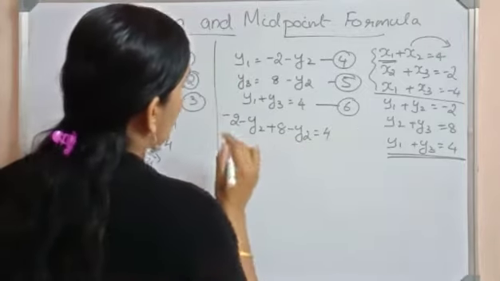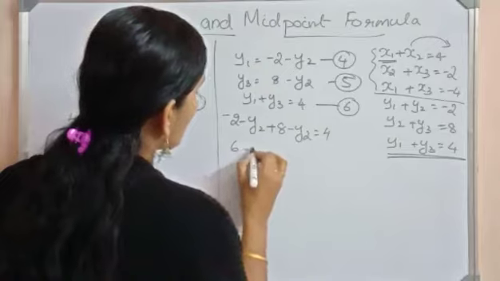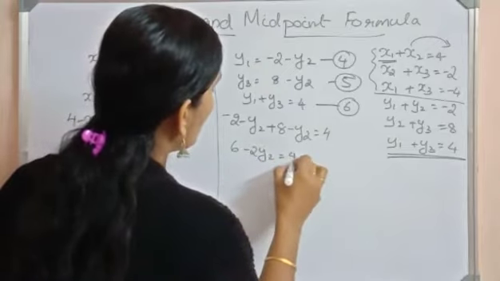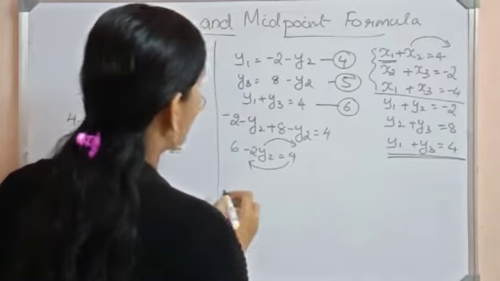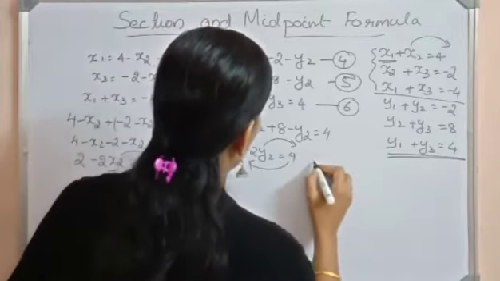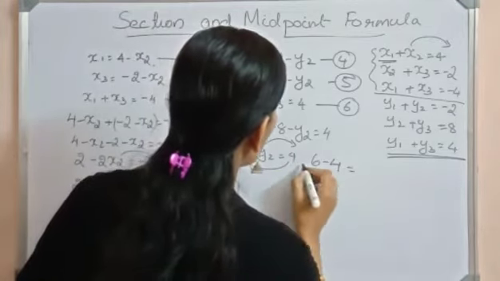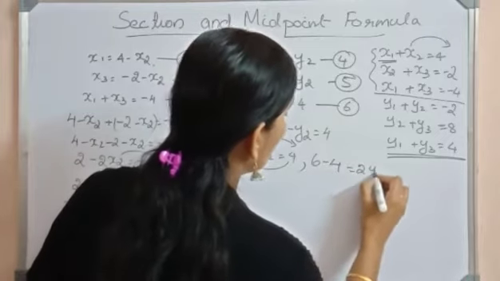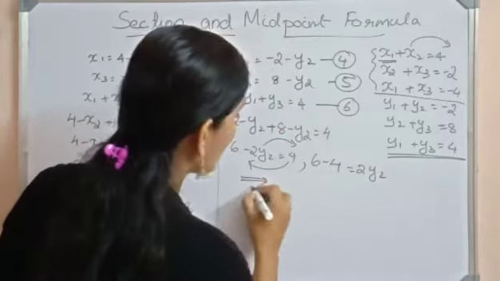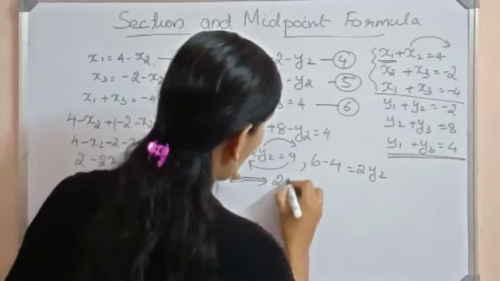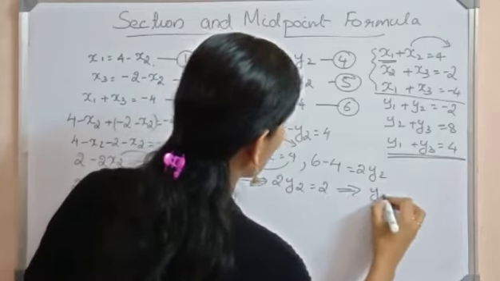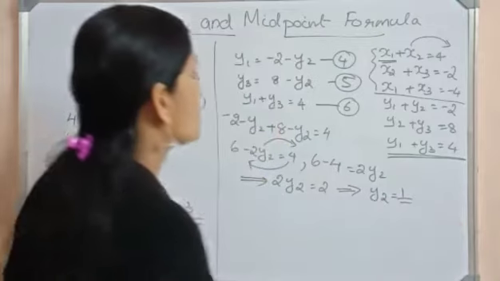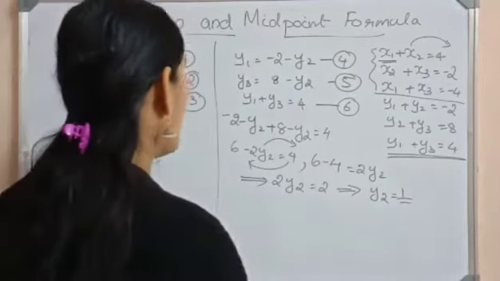Here, minus 2 and plus 8 is 6, minus 2y2 is equal to 4. Bring 2y2 to the other side and 4 to this side. You get 6 minus 4 is equal to 2y2, and this implies 2y2 is equal to 2, and that means y2 is equal to 1. So we got the value of y2 as 1.